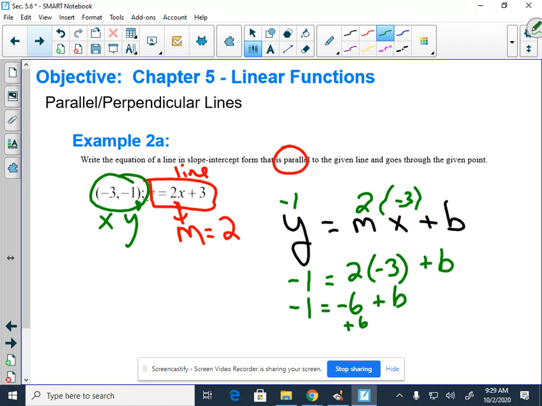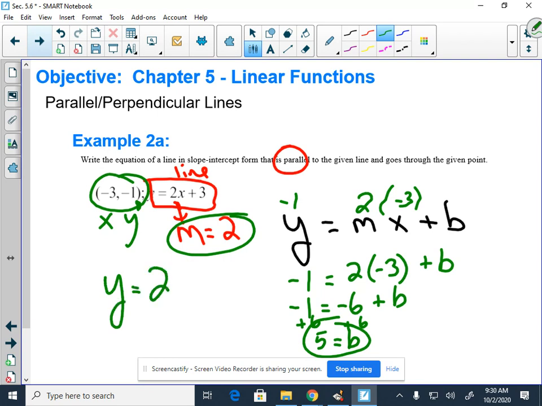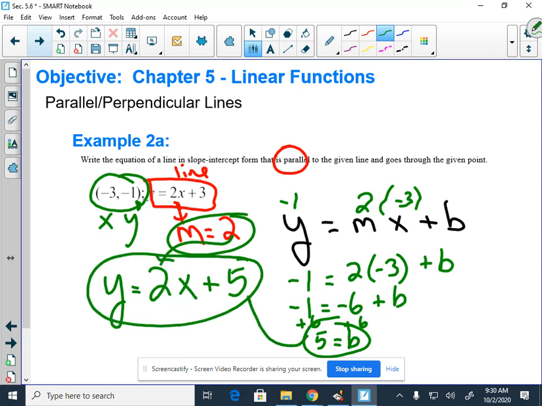I will add 6, and b is 5. Now if I have an m, I have a b, I can write my equation. y equals m times x plus b. And notice I put in the m of 2 and the b of 5. And that's the equation we're looking for. So everybody remember doing this before, hopefully, right? But now we're matching something a little different. And how do we start with the slope? We started because it's parallel, and parallel lines have the same slope.